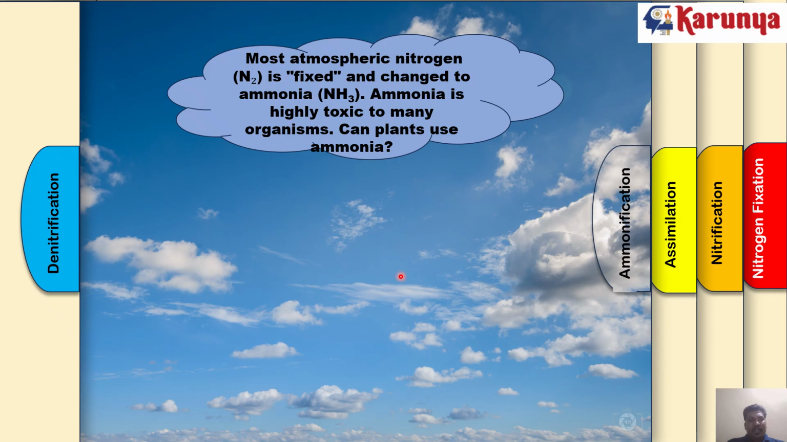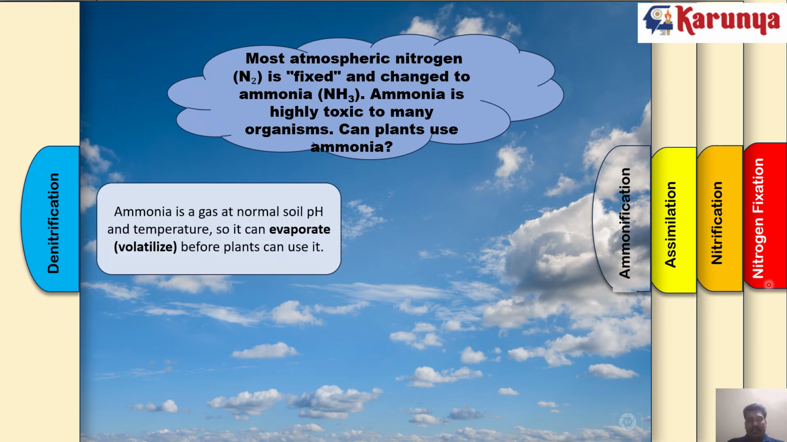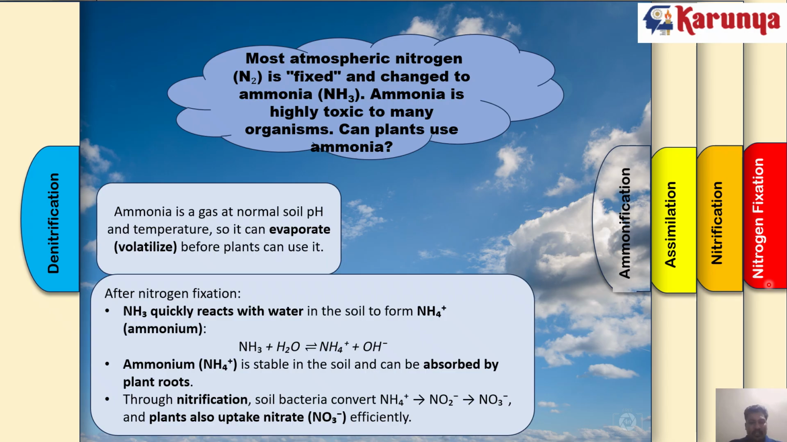See, most atmospheric nitrogen is fixed and changed to ammonia. Ammonia is highly toxic to many organisms. Can plants use ammonia? If you ask, the plant cannot use ammonia directly, because it is a gaseous form, NH3, which is lost to the atmosphere. It evaporates very easily before the plant can use it.